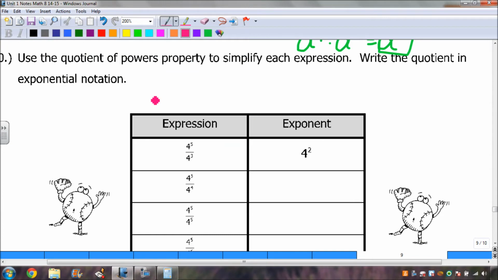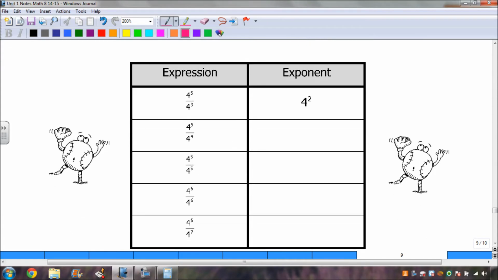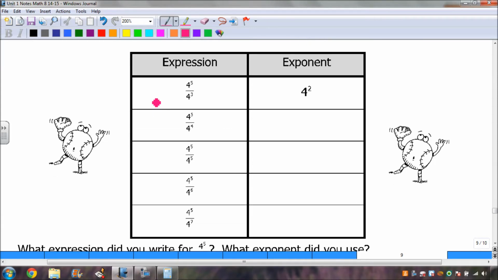All right, ladies and gentlemen, question number 10. Use the quotient of powers property to simplify each expression. Write the quotient in exponential notation. What we're going to do with this example right here is the most complicated topic of the entire unit. So please make sure you are really totally with me in understanding what it is that I'm talking about, okay? So again, 4 to the 5th power divided by 4 to the 3rd power, all you have to do when you're dividing is subtract your exponents. So you're not getting 4 to the 2nd power. When you divide the expression, you should subtract your exponents.